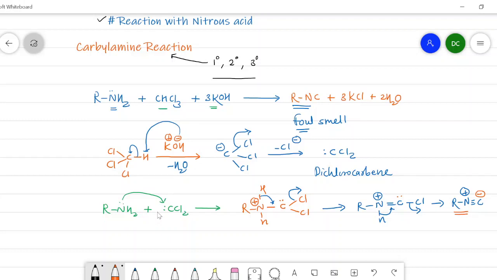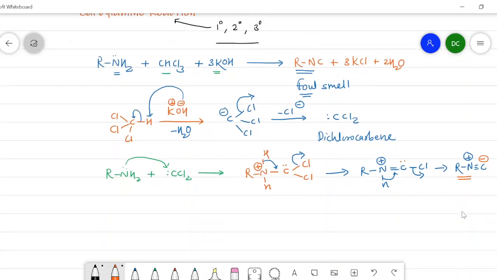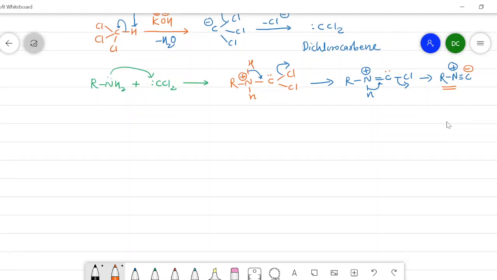Now let's take the specific example where I will replace R group by a aromatic ring, so that here we get aniline NH2.